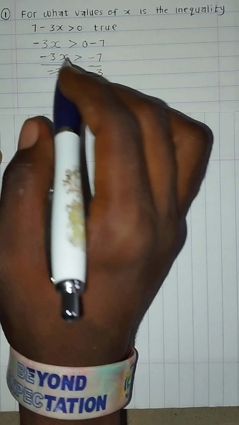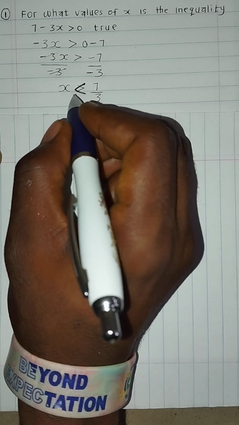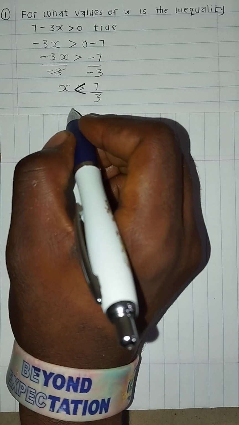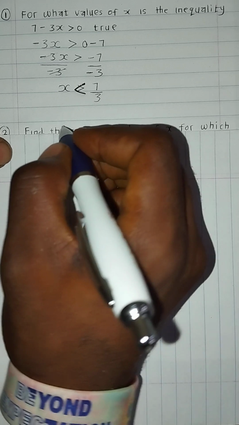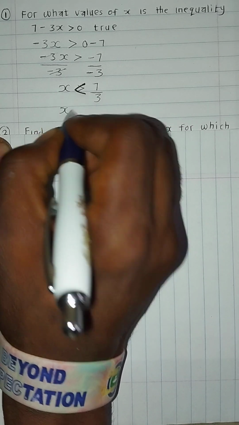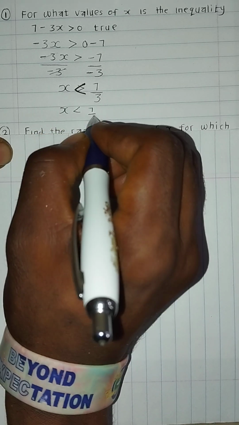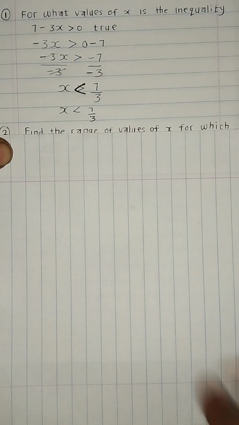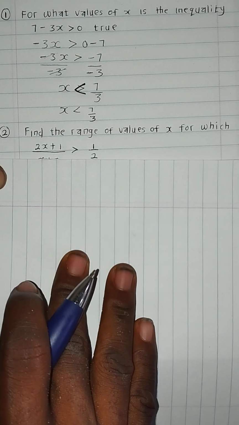That's all. This is how to solve this simple question. Your answer is x is less than 7 over 3. In fact, let me rewrite it. X is less than 7 over 3. That's our final answer. Okay, so we have another question here.